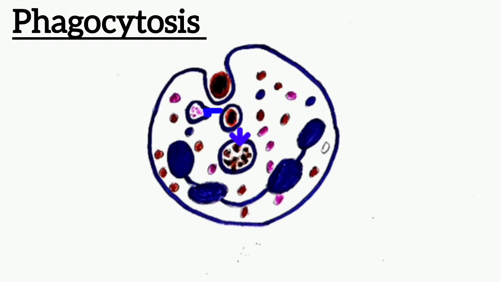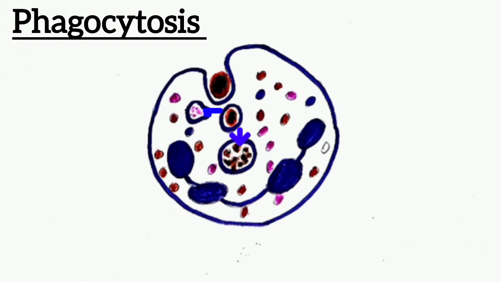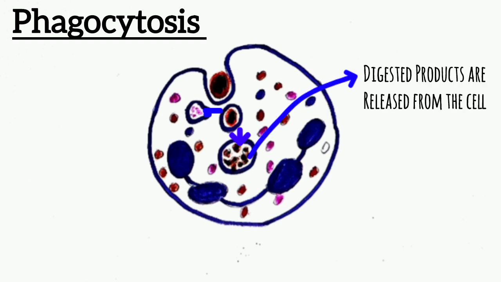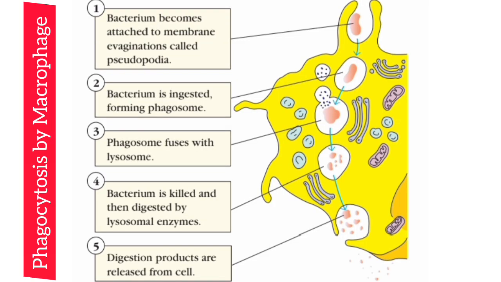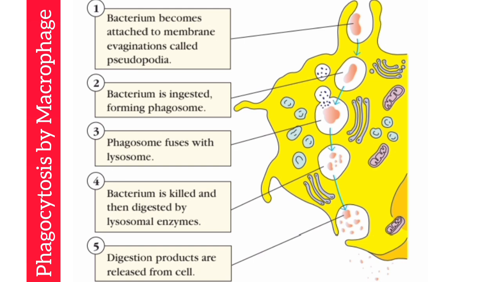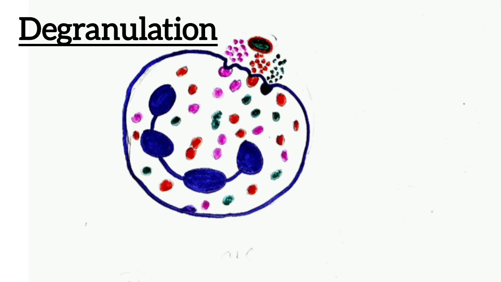lysosomal enzymes. These lysosomal enzymes are present in the lysosome, and they kill and digest the bacteria. Then the digested products are released from the cell. So this is the general process of phagocytosis. This process takes place in neutrophils, macrophages, and dendritic cells in tissues, and it also takes place in monocytes in the blood. Then the next process is the degranulation process.